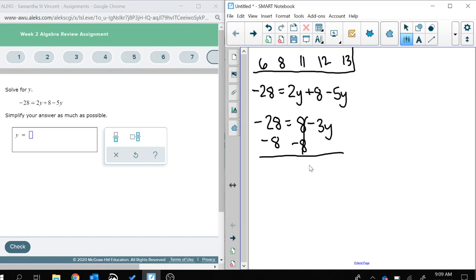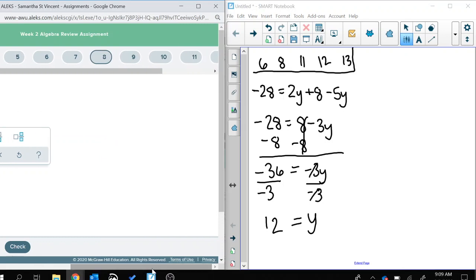So those will go away, and this side I'm left with the negative 3y. Now negative 28 minus 8 will be negative 36. And then to get y by itself, I have to divide both sides by negative 3. So negative times a negative, this side, they cancel out. So y is now negative divided by a negative is a positive. So 36 divided by 3 is 12. And there's my answer for that one.